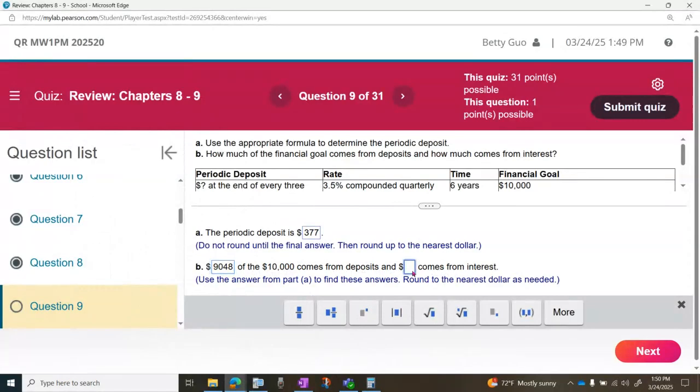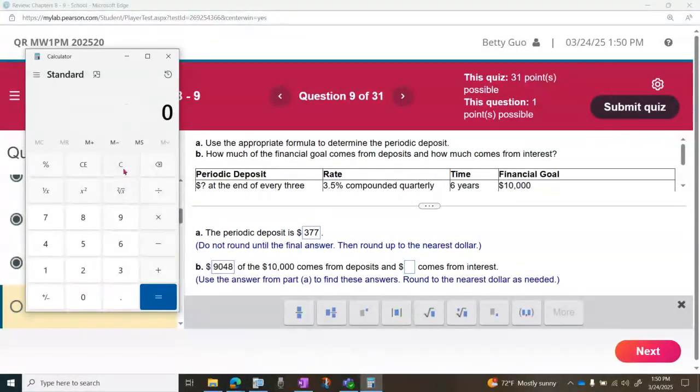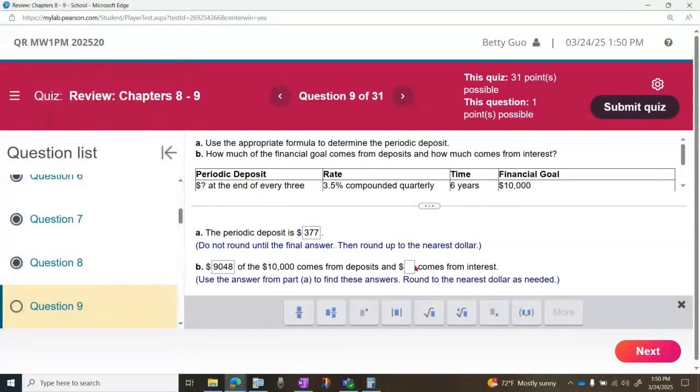And the rest of the money is the interest, right? Use the 10 grand and subtract the money you put in. That's the money coming back. Use the money coming back minus the money you put in. 9048. The interest is $952. All right, because the rate is pretty low, so not a lot of interest, even for 6 years.